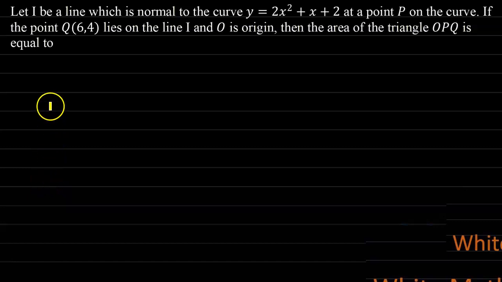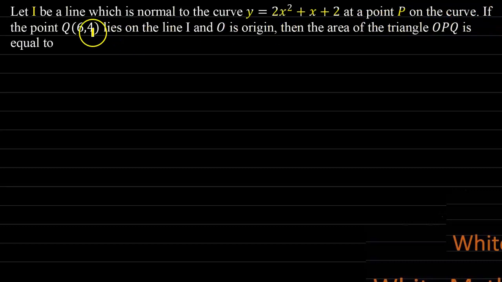In this section, we will solve a question based on 2D. The question is: let l be the line which is normal to the curve y = 2x² + x + 2 at point P on the curve. If the point Q lies on the line l and O is the origin, then the area of the triangle OPQ is equal to? To find the area of this triangle, firstly draw a graph of this problem.